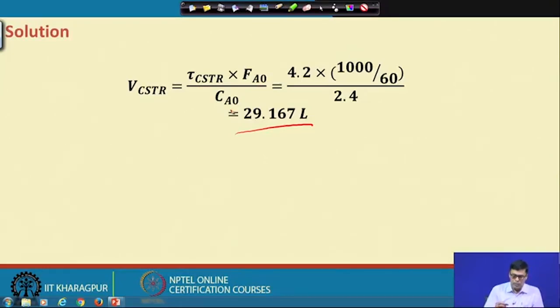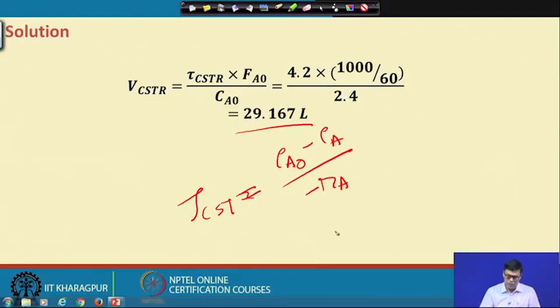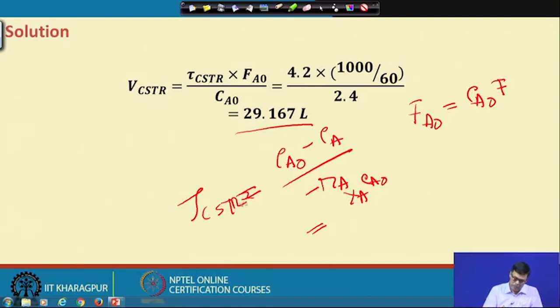So, I hope I can explain that, because tau CSTR is equal to, as I mentioned, C A 0 minus C A over minus R A, am I right? Here this is equal to X A into C A 0. So, what is F A 0? F A 0 equals C A 0 into F. And what is tau CSTR? Tau CSTR equals V by F, am I right?